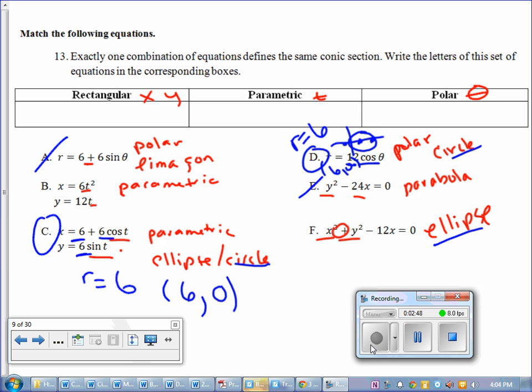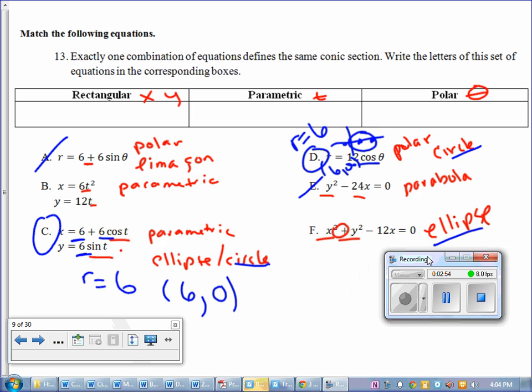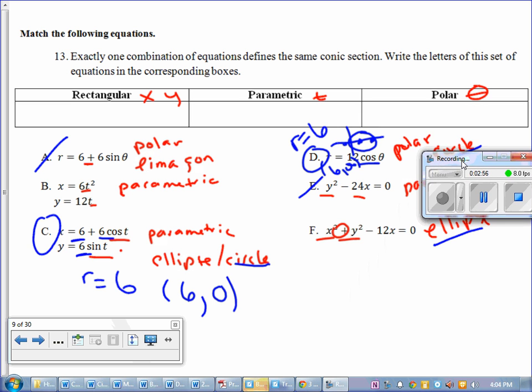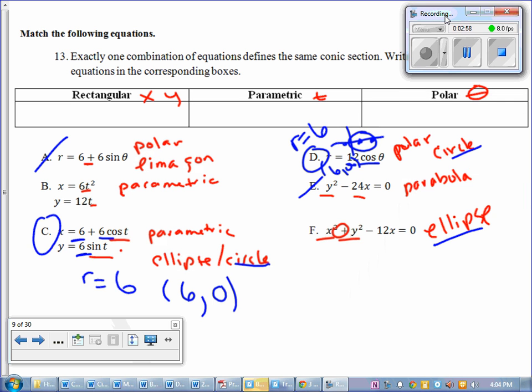And then F is some sort of ellipse or circle maybe. I can't really tell what its center or its radius is right now. So what I'm going to have to do is I'm going to have to complete the square. So let's group the x squared terms together, plus a blank. So just rearrange the terms. And I need to think about how to complete the square.